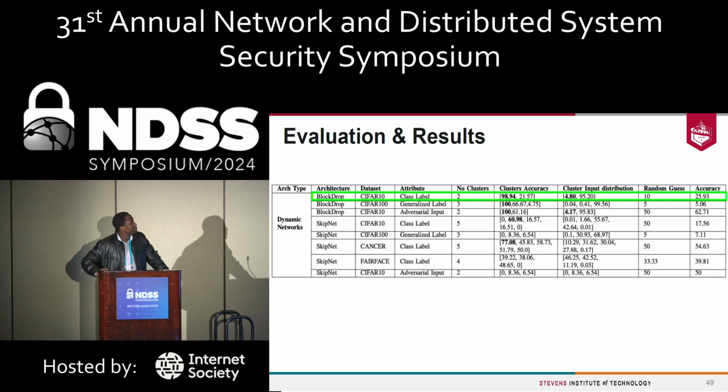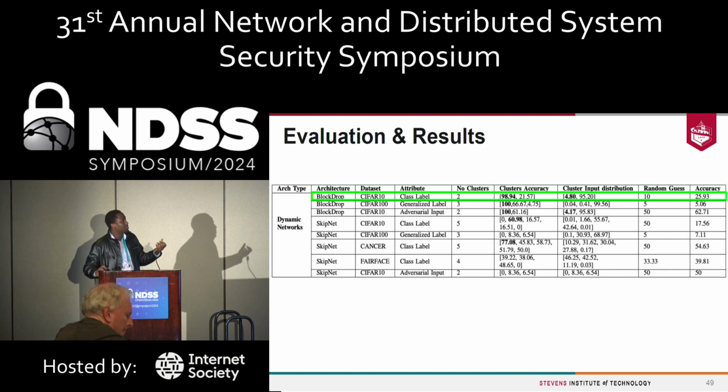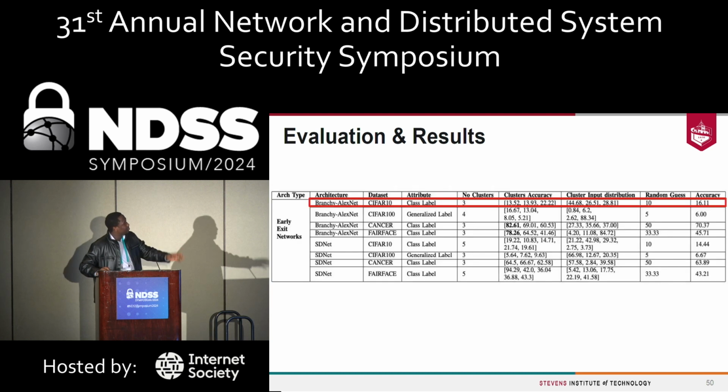Also, for block drop trained on the CIFAR-10 dataset, we're also able to find a cluster with an attack success rate of 98.94%. But although we see a smaller input distribution that is compromised in this case, of 4.8%. We also find cases where we do not find clusters with significantly high attack success rate. For example, the branch AlexNet trained on the CIFAR-10 dataset.